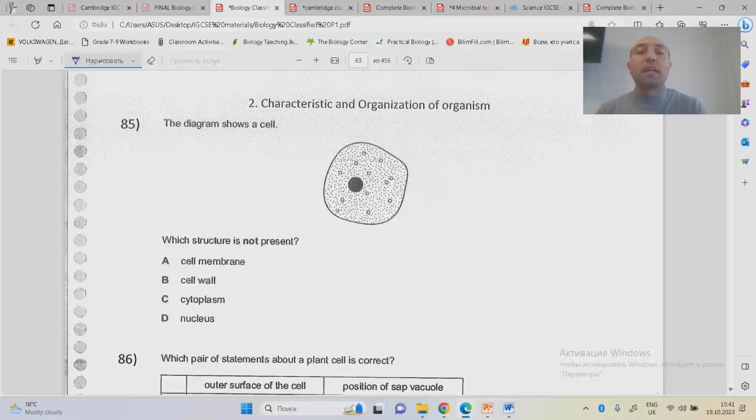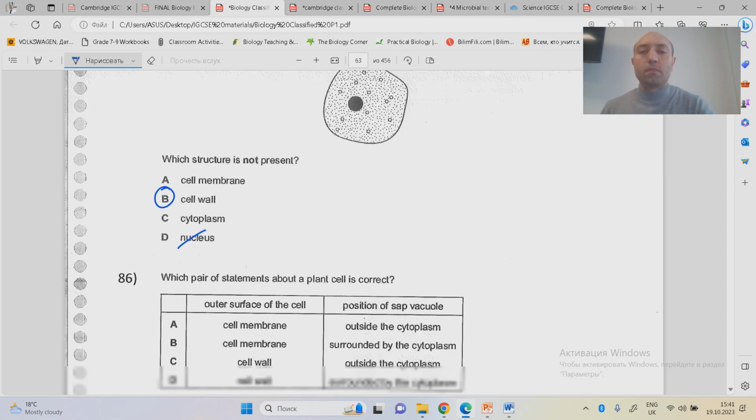Which structure is not present? There's a nucleus, as you see, and answer is B, cell wall. You know that in this picture there's no cell wall.